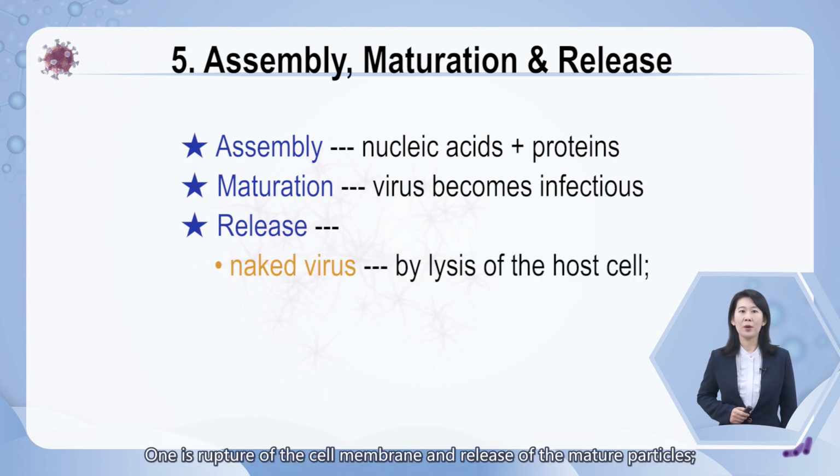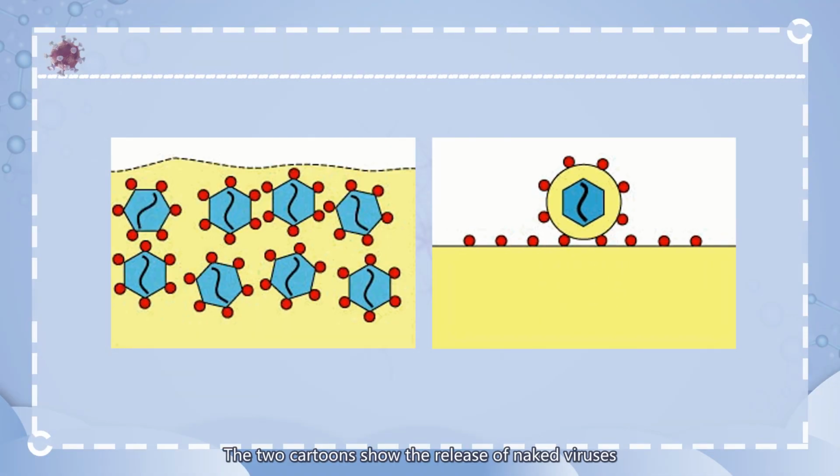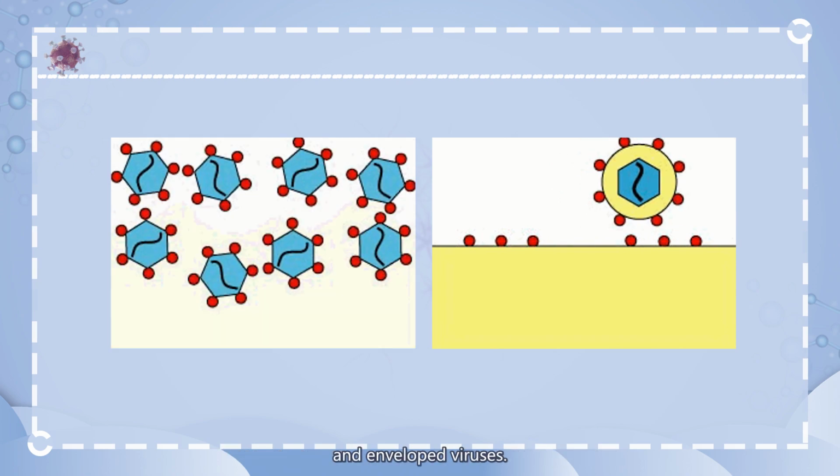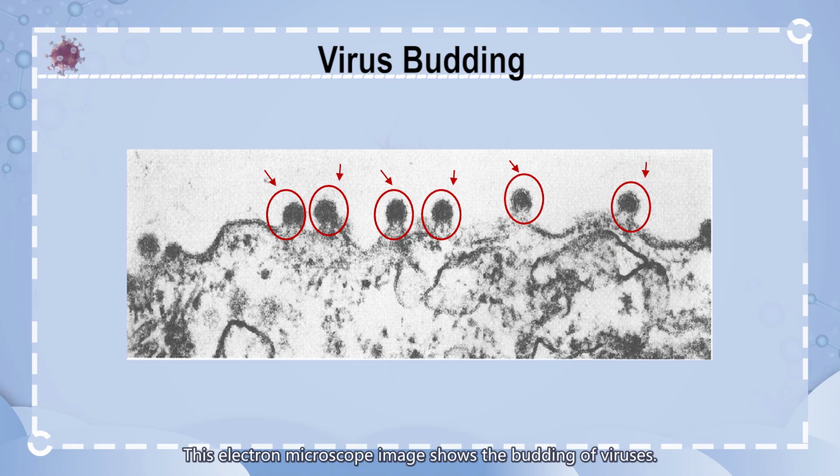One is the rupture of the cell membrane and release of the mature particles. This usually occurs with naked viruses. The other, which occurs with enveloped viruses, is release of virus by budding through the outer cell membrane. Enveloped viruses are not infectious until they have acquired their envelopes. The two cartoons show the release of the naked viruses and enveloped viruses. This electron microscope image shows the budding of the viruses.